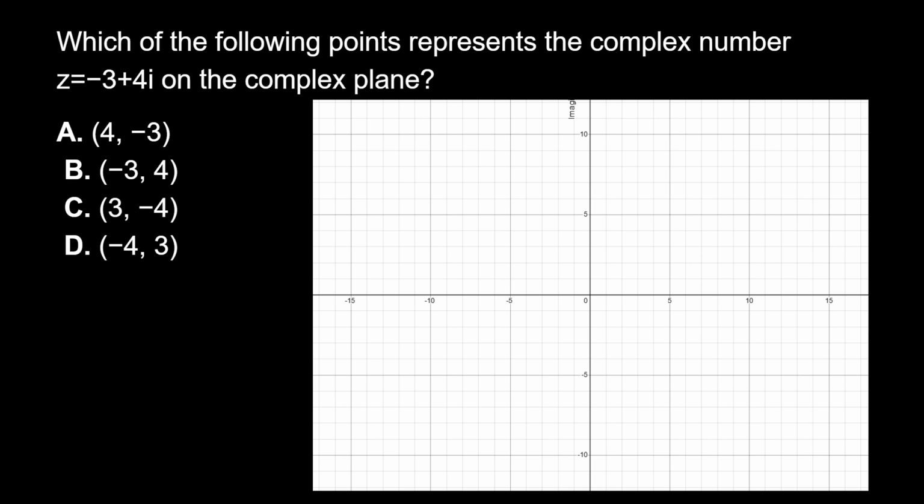Moving on, which of the following, and this is actually a really cool problem. It's graphing on the complex plane. Sounds really tough, but it's not. Which of the following points represents the complex number z equals negative 3 plus 4i on the complex plane?